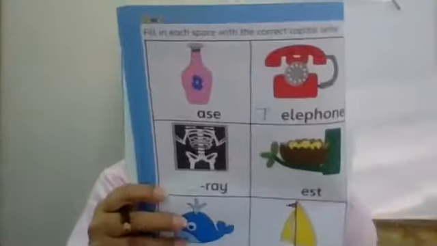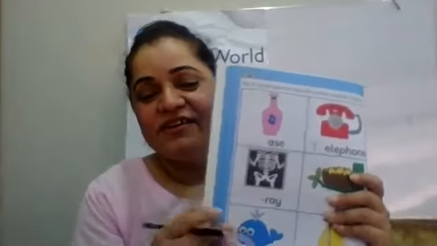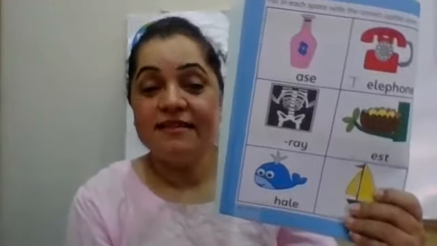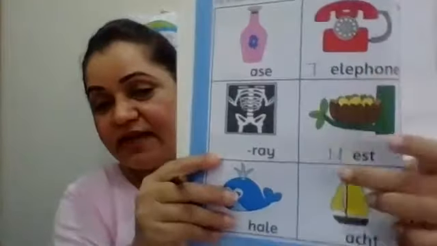Okay, so then we have X-ray. You're going to write X. That's very easy. So write X over here, right? That's good. Then we have nest. Yes, N. So you're going to write here capital N, not the small n, because we're doing the capital ones.